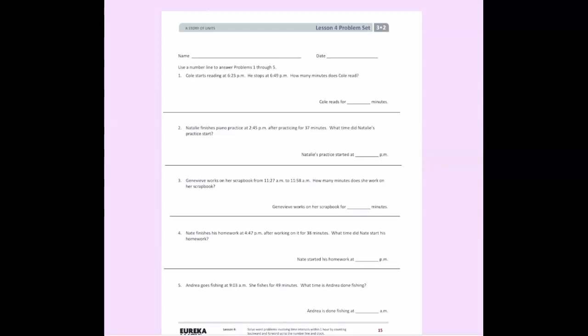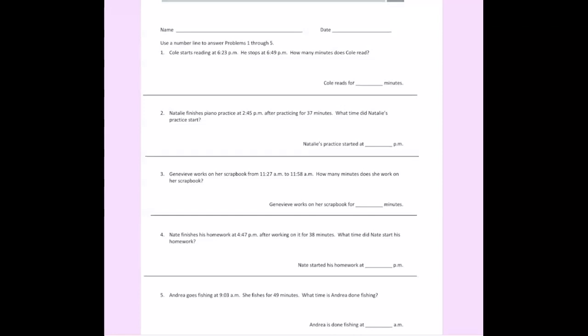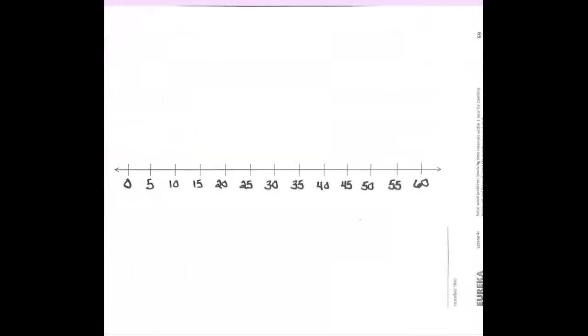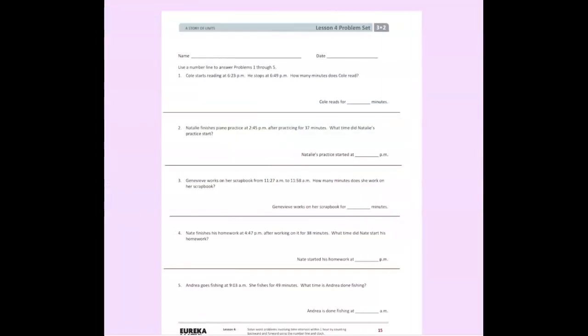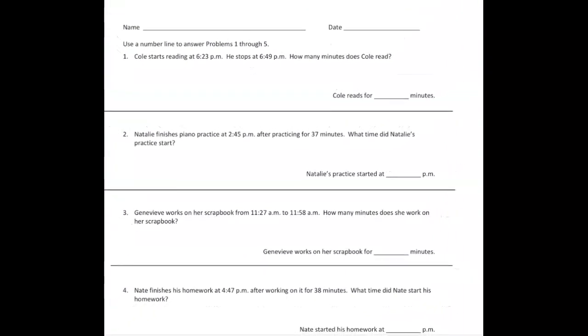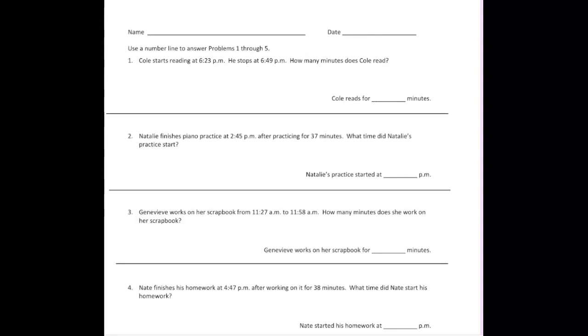Hi boys and girls, this is the lesson 4 problem set, and I'm going to be flipping back and forth between the actual problems and our number line because we're going to use the number line to be solving these time problems. So let's take a look at problem number 1, and the directions say use a number line to answer problems 1 through 5. We're going to do these problems together, and then you will have a good guide for how you can do your homework questions.